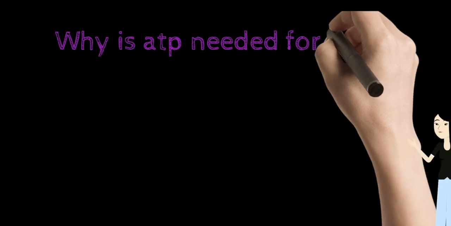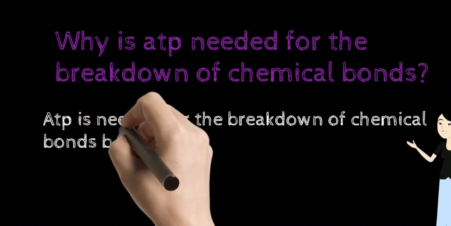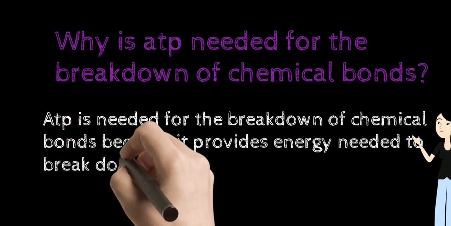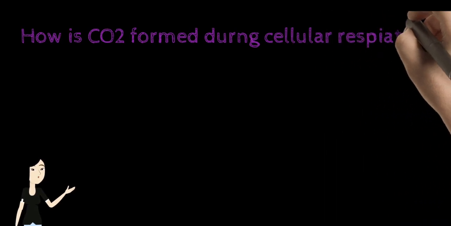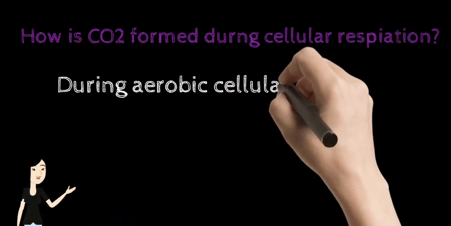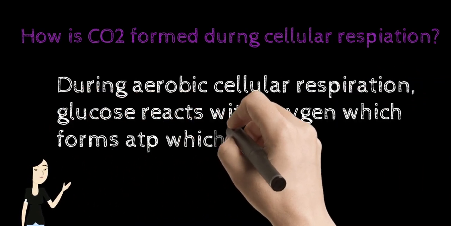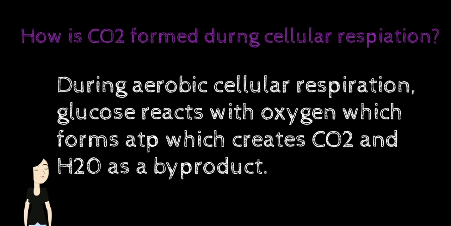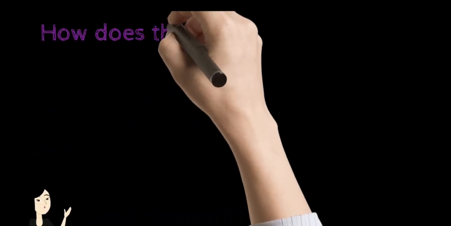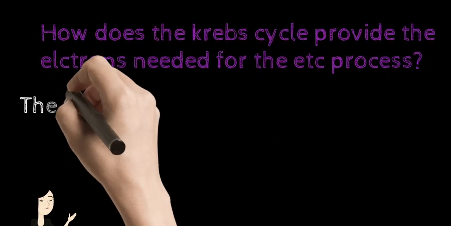Why is ATP needed for the breakdown of chemical bonds? ATP is needed for the breakdown of chemical bonds because it provides energy needed to break compounds. How is CO2 formed during cellular respiration? During aerobic cellular respiration, glucose reacts with oxygen, which forms ATP, which creates CO2 and H2O as a byproduct.